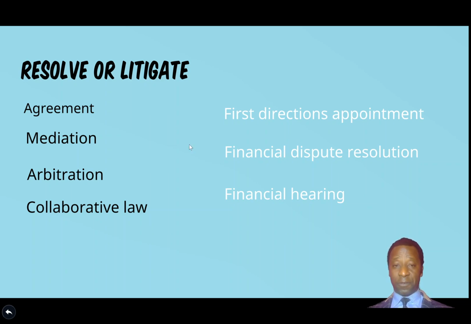In fact, before we even proceed to, that should say the final hearing, not financial hearing. Before we proceed to the final hearing, the court or the judge will check to see at least the parties have attempted a form of mediation.